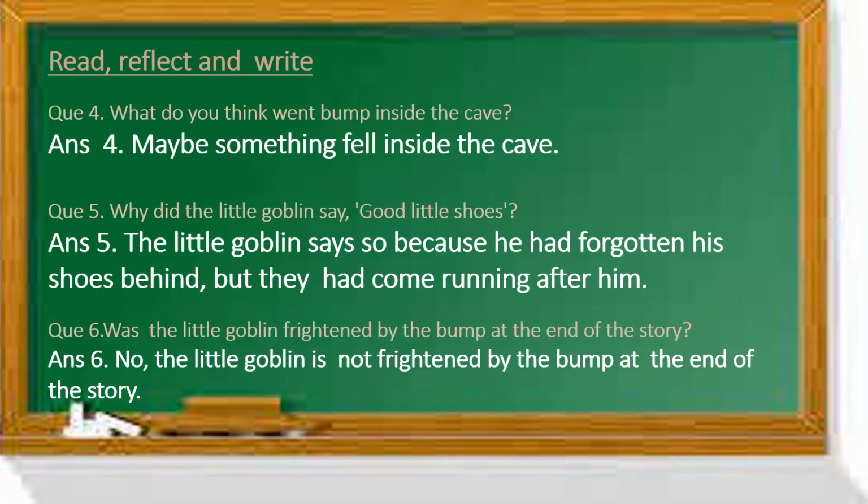Question number 5. Why did the little goblin say, "Good little shoes"? Answer 5. The little goblin says so because he had forgotten his shoes behind, but they had come running after him. When the goblin was scared, he started running. He jumped out of his shoes. He forgot his shoes inside the cave, but they had come running after him.